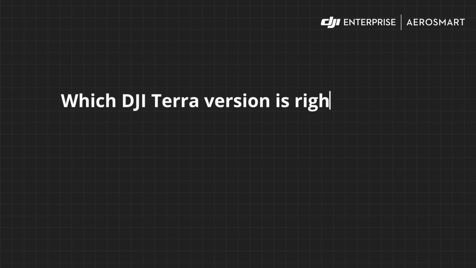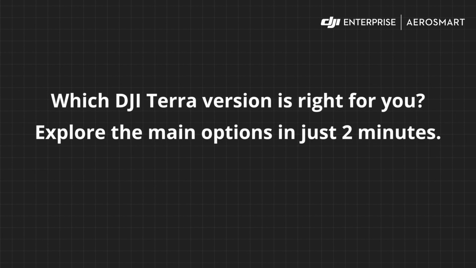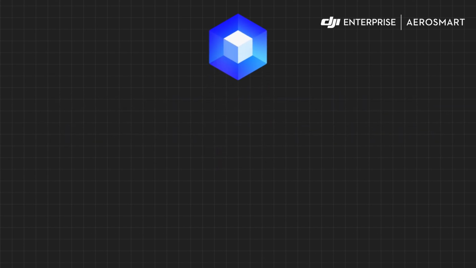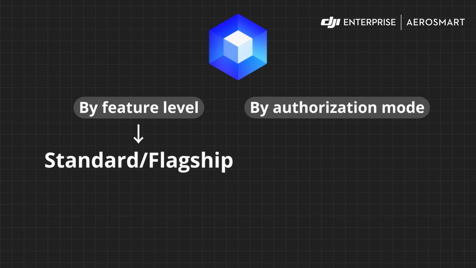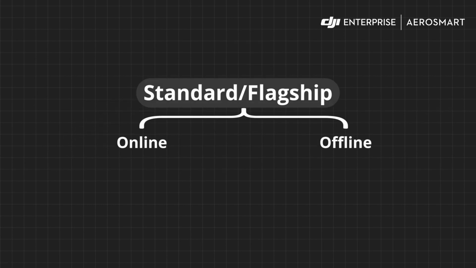Which DJI Terra version is right for you? Explore the main chart options in just 2 minutes. DJI Terra licenses are structured along 2 dimensions. By feature level, there are standard and flagship versions. By authorization mode, there are online and offline options. Standard and the flagship versions are available in either mode or as an online-only yearly subscription.